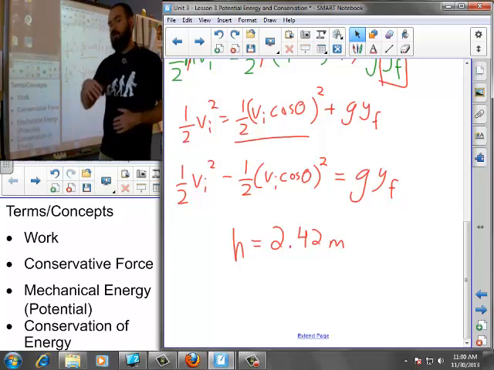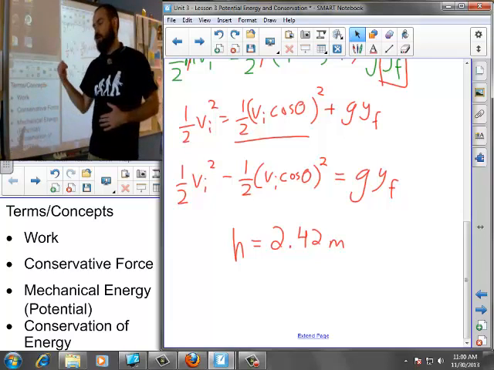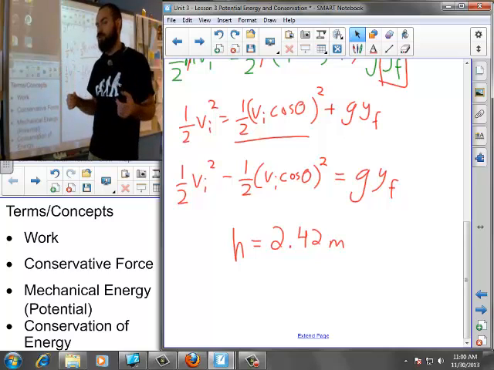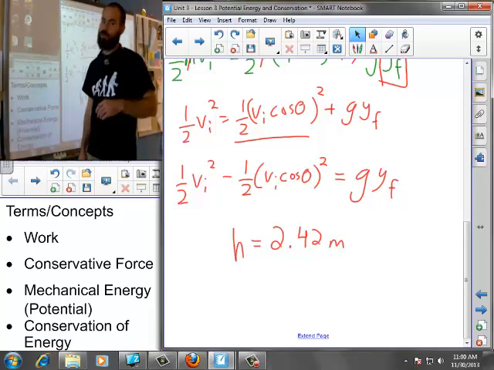Please do look back and use your kinematics methods to solve this and find out that the height is indeed 2.42 even when you solve it with the kinematics equations.